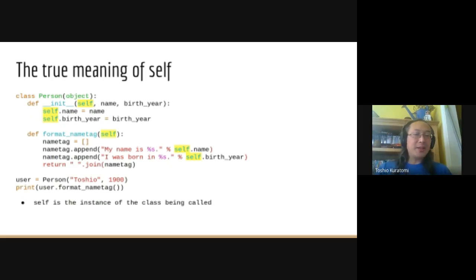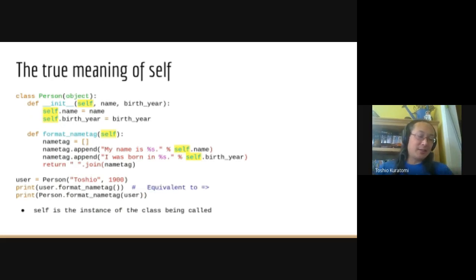In format_name_tag, you see when we call user.format_name_tag, we have an empty argument list. But when Python reads your code and executes it, it says, oh, user is the instance that we're calling format_name_tag on. Self is going to be user. And so throughout that code, whenever you see self, it's that user that we created, instantiated up above.